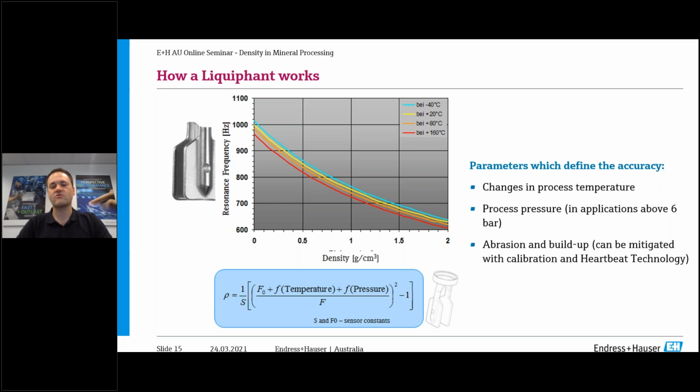The process pressure can also affect it, because as the process pressure increases, the damping effect also increases as the forks can't move as well. And if the forks were to lose mass by abrasion or gain mass by buildup, that can also affect the measurement. That's why internally the Liquiphants we sell have Heartbeat Technology, which can identify when there's abrasion or buildup on the vibronic fork and send an alert so that you can either maintain the device or inspect and replace it if required.